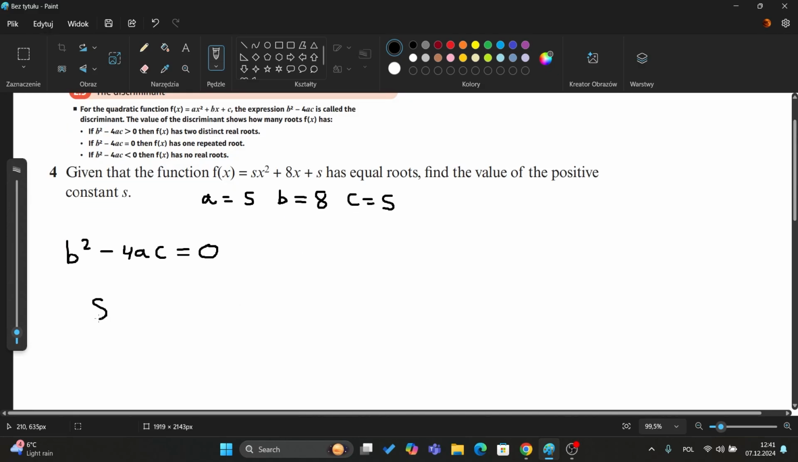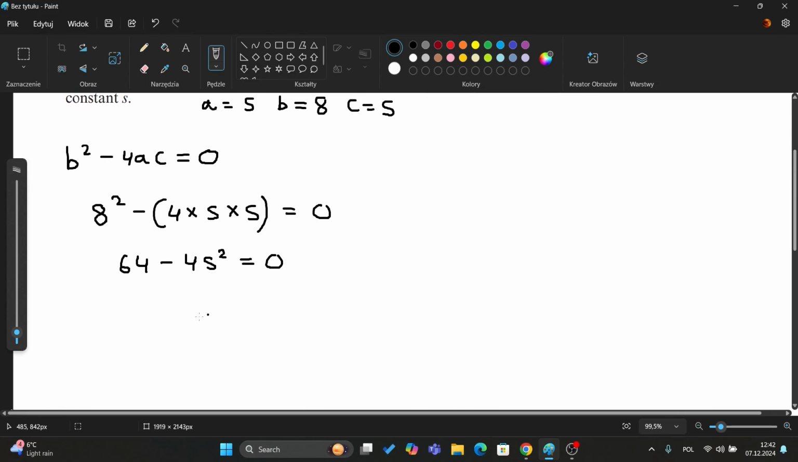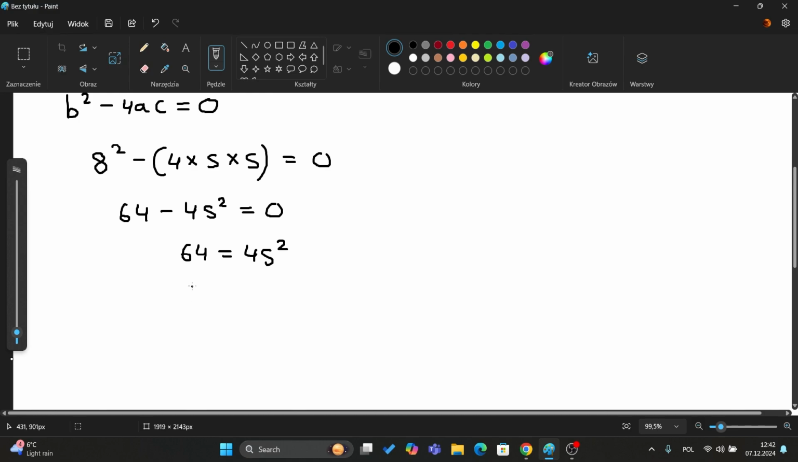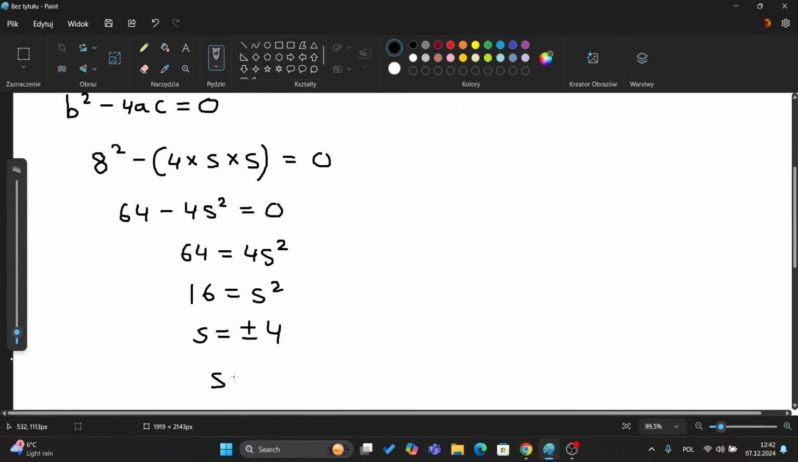So 8 squared minus 4ac is equal to 0. So 64 minus 4s squared is equal to 0. We divide both sides by 4 to get 16 equals s squared, and we get s equals plus or minus 4, but because we have to find the positive constant s, therefore s equals 4.